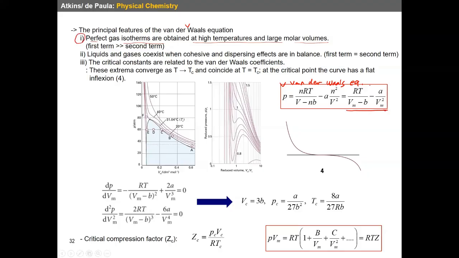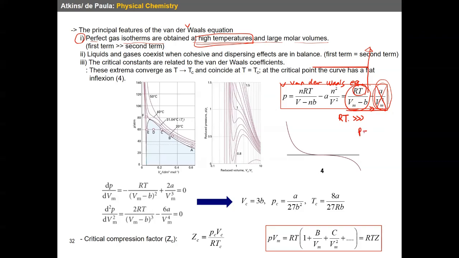So what this sentence means, the perfect gas isotherms are obtained at high temperature and large volume, means this first term should be much larger than the second term. So at this high temperature, this RT is very much higher than this factor B. Because this RT becomes really high, then we can ignore the second term.